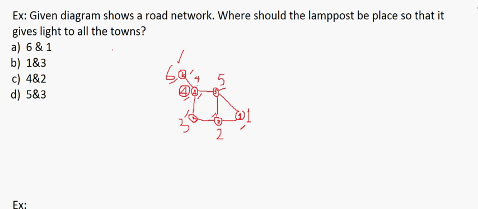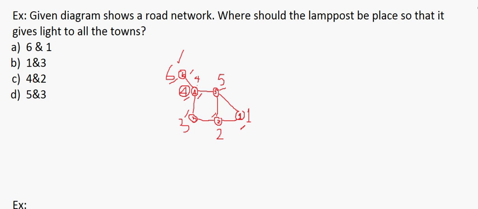We have already seen we cannot. Can we place at 1 and 3? If we place at 1 and 1, we would get light 2, 5 and 1, and we would light 4, 2 and 3, but 6 would be left behind, right? So 1 and 3 is not possible.